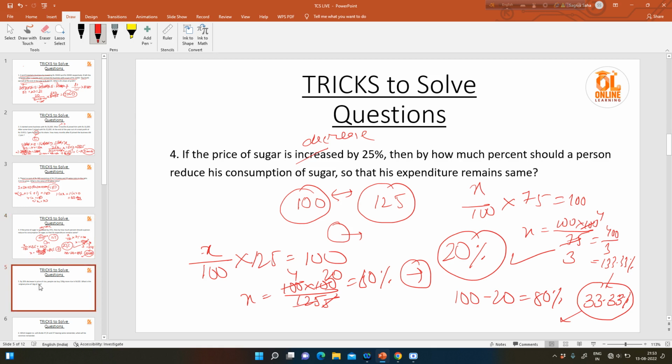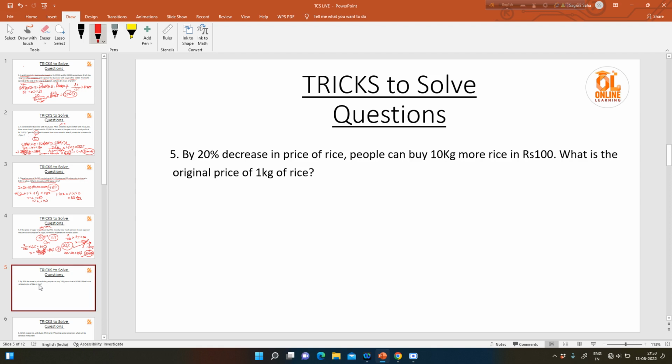Now let us move to the next question. It is given that by a 20% decrease in the price of rice, people can buy 10 kg more rice in rupees 100. So what is the original price of 1 kg of rice? Suppose the initial price was p, and with that price we can buy a certain amount of rice. Suppose the price is initially 1. Now it has decreased by 20%.